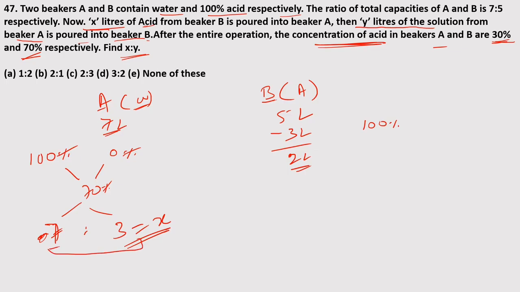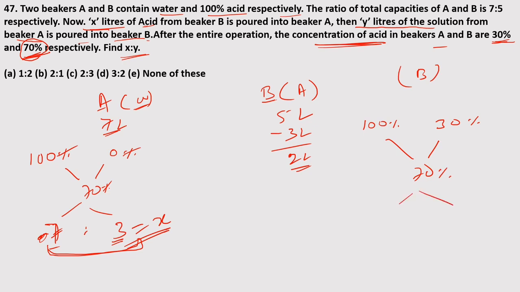7:3 is the ratio of the solution. Total is 100%, means 7 plus 3, 10 units is 100%. So 3 units will be what? 3 units will correspond to 30%. So 30% is basically going from A to B. Now overall is how much? Overall is 70%. As you can see here, this is the case of B. 70% is acid. So the ratio has to be how much, guys?